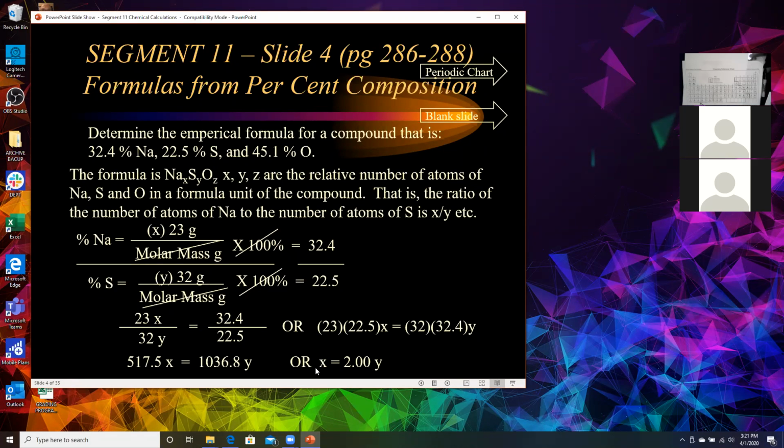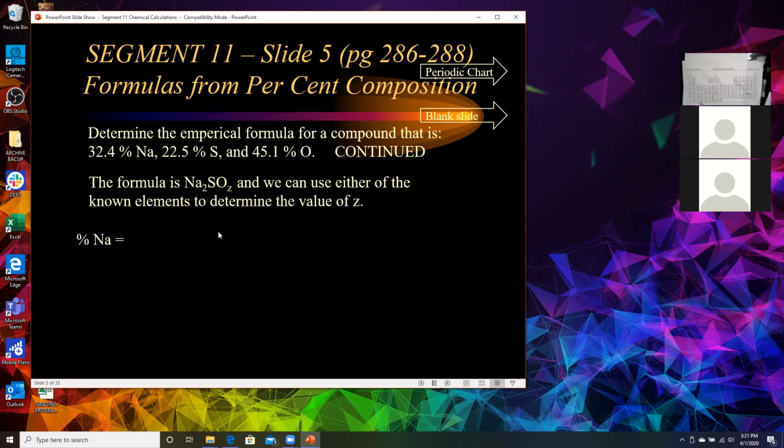So if x is going to be equal to this value and y is going to be equal to the multiplier in front of x, then x is going to be 2 and y is going to be 1. So I can now go back and put that into my formula up here. And now my formula is Na2S1OZ. So all I need to get the formula of the compound is what is the value of Z?